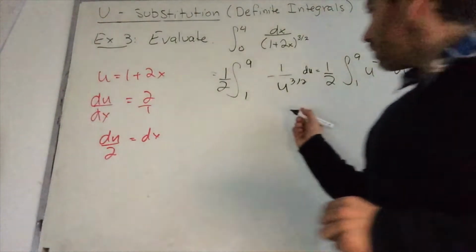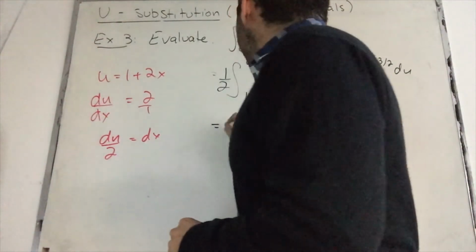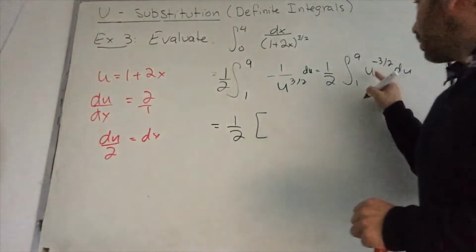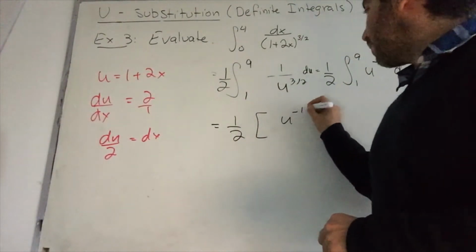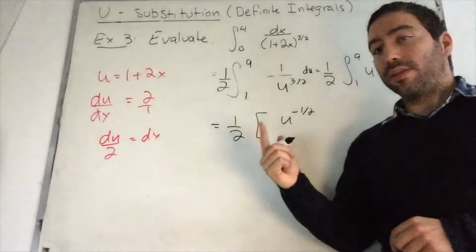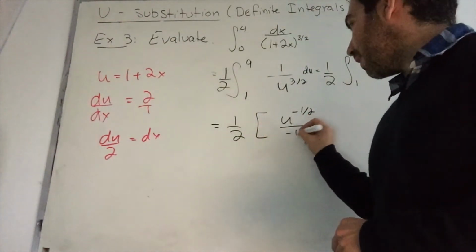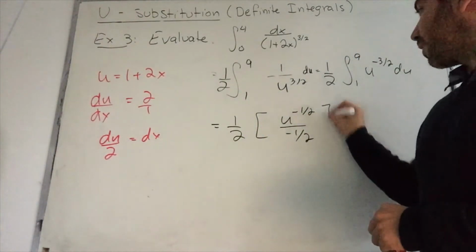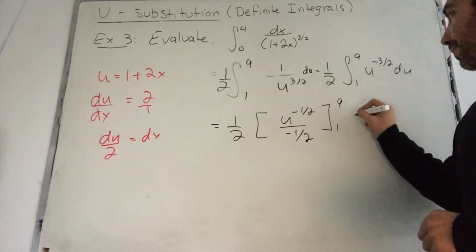Add 1 to the exponent and divide by that value. So we have the 1/2 in the front. Taking the integral, we have u to the negative 1/2, because negative 3 halves plus 1 is negative 1/2, divided by negative 1/2. And we're integrating from 9 to 1.